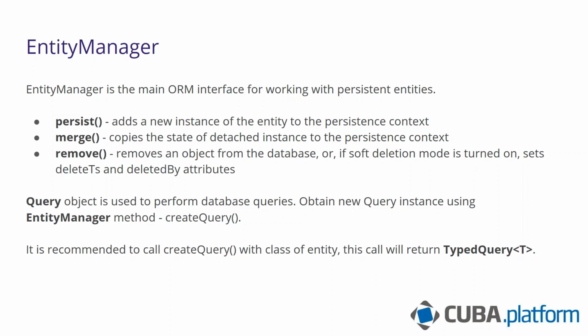So the persist method adds a new instance of the entity to the persistence context. Merge copies the state of the detached instance to the current transaction. And the remove method removes an object from the database. And in case of soft deletion, it just sets the deleted as and deleted by attributes.